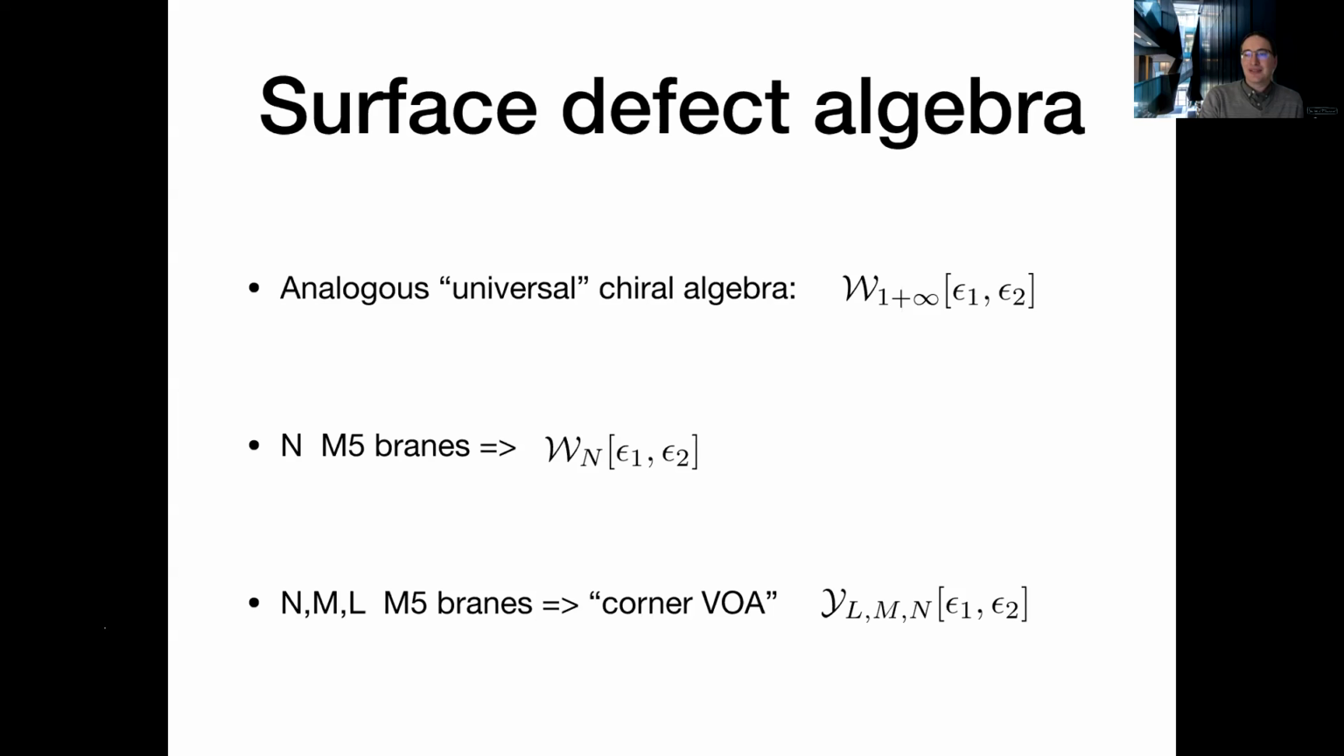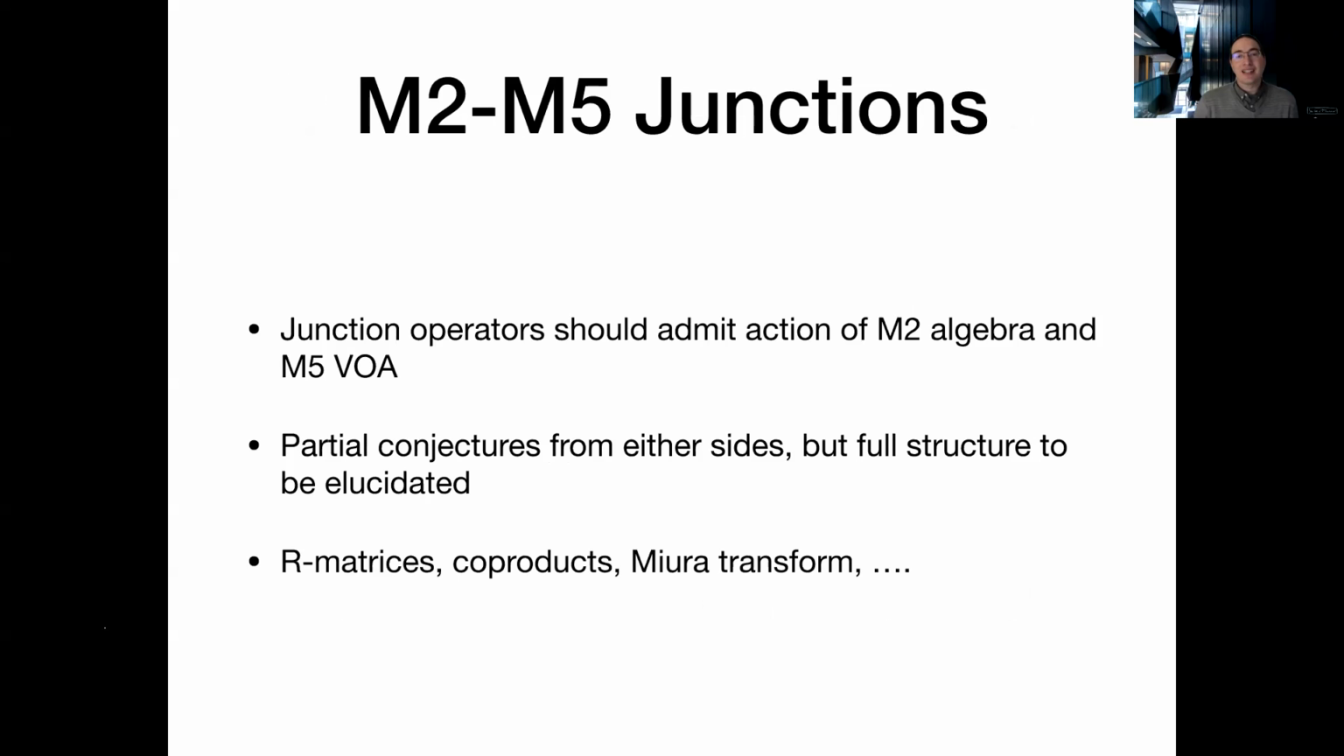Something which I do not yet understand, and I'm trying to understand, is the role that junctions between M2 branes and M5 branes play. So again, there should be supersymmetric junctions where M2 branes end on or cross M5 branes.